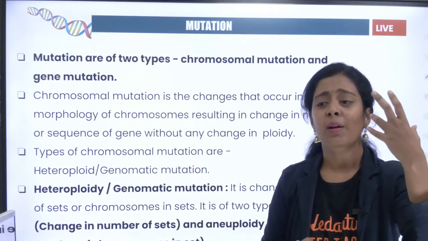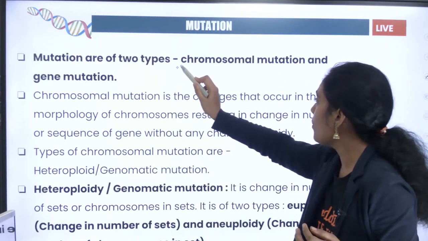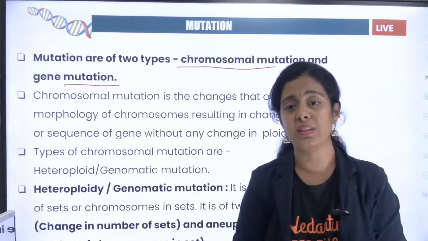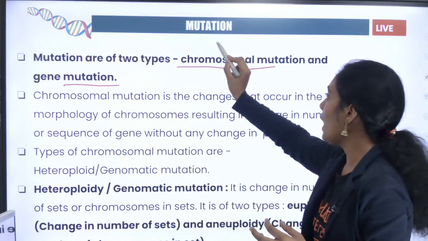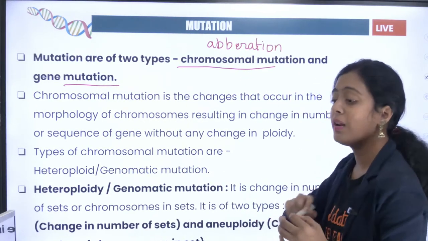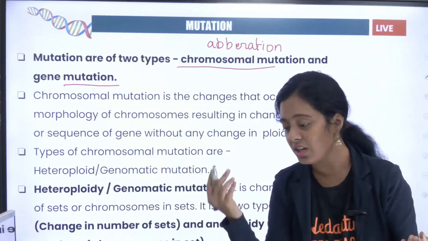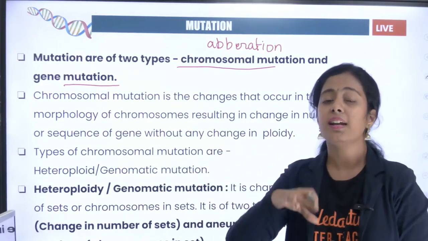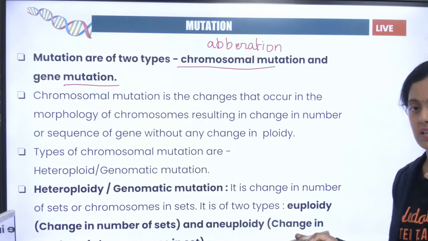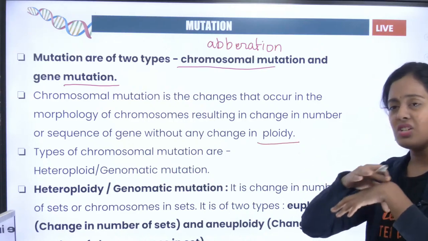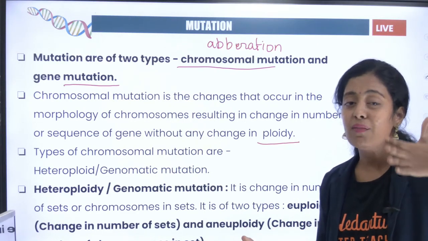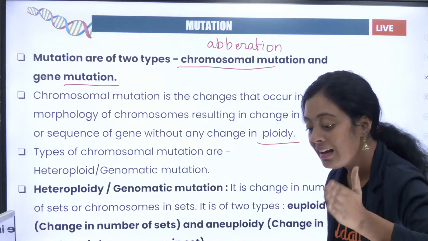I already said that mutation is of two types: one is chromosomal mutation, and one is gene mutation. Chromosomal mutation is of two types. One is chromosomal aberration, where a chromosome can undergo deletion, addition, inversion, translocation. That's why we say aberration, and that is what we are going to study. Then the other is ploidy, a change in the entire set of chromosomes. That I will do when I do chromosomal abnormalities, like Klinefelter syndrome and Turner syndrome.